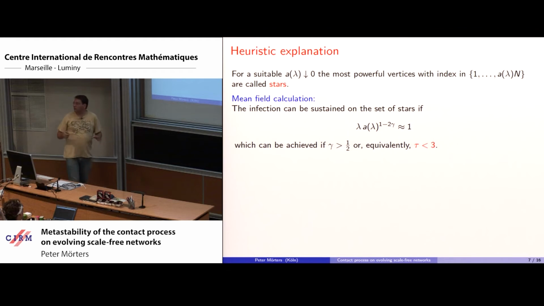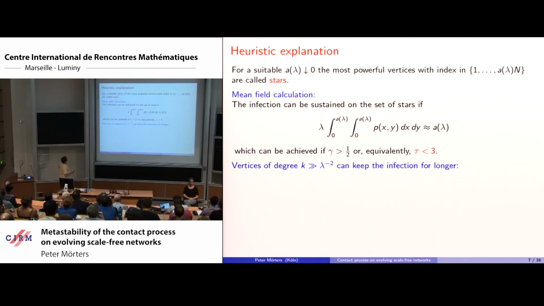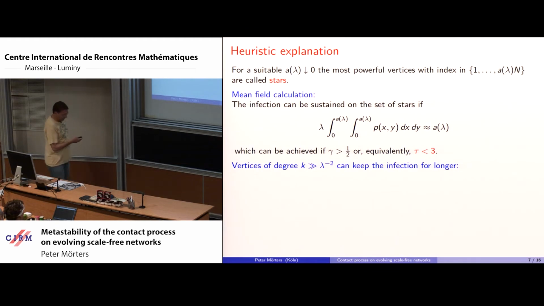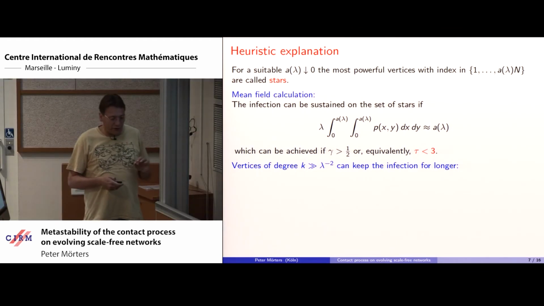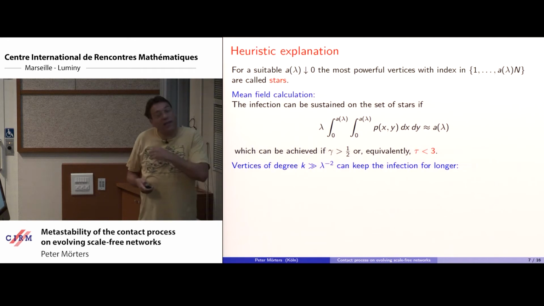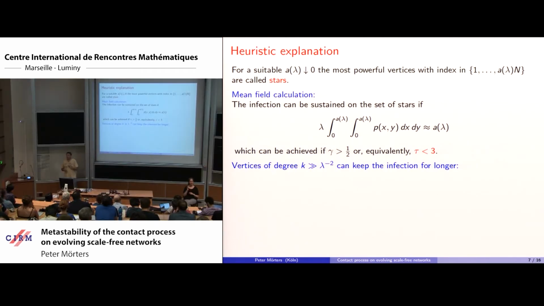So that's the mean field calculation that makes you think that when tau is less than 3, you expect slow extinction because the infection can survive, but it won't work if tau is bigger than 3. However, this mean field calculation does not take into account an important effect that's present in the static case and also in our evolving case sometimes, and that's the fact that vertices of high degree can keep the infection alive, with the help of their neighbors, for a longer time than their recovery time.